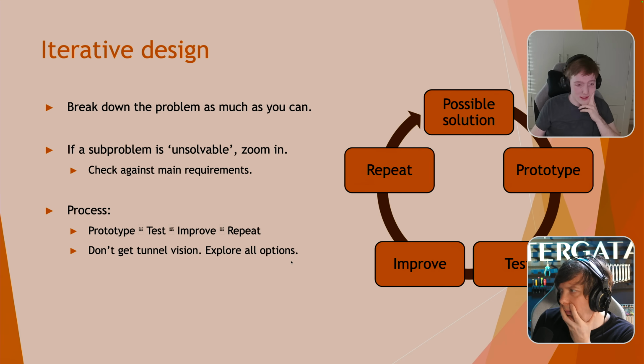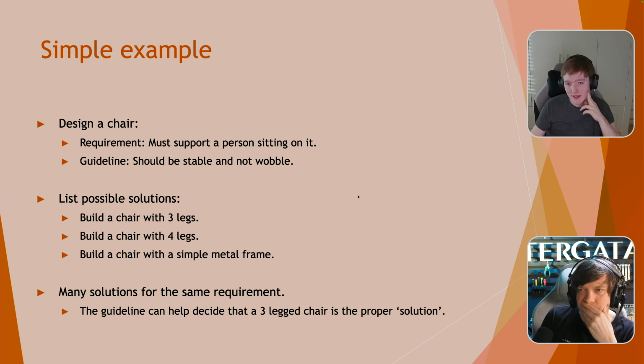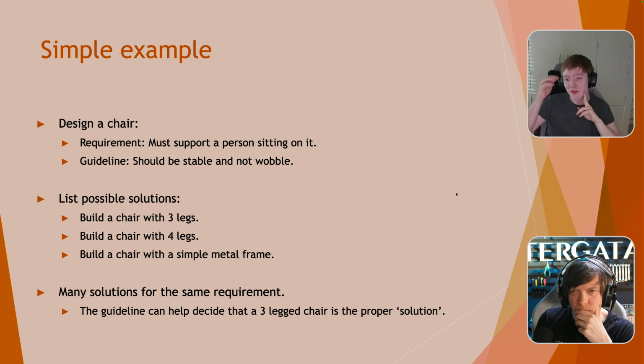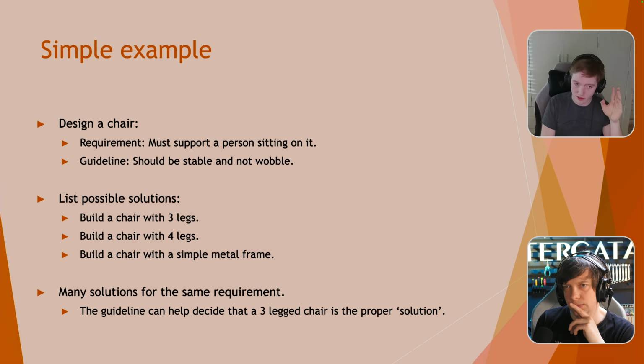Yeah. So that's the time for the next slide. And this is, again, just a simple example to help you understand, or help me understand how to explain it as well. Let's say we're designing a chair. Let's say we have one requirement: it must support a person sitting on it. It shouldn't collapse. We're not talking about people standing on the chair, whatever. And we have one guideline for ourselves: it should be stable, and it shouldn't wobble. I don't like sitting on chairs that wobble.